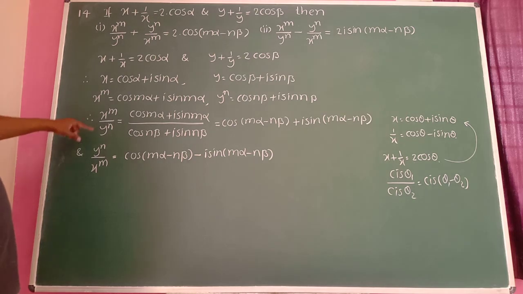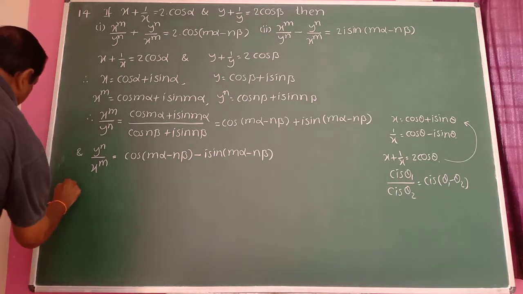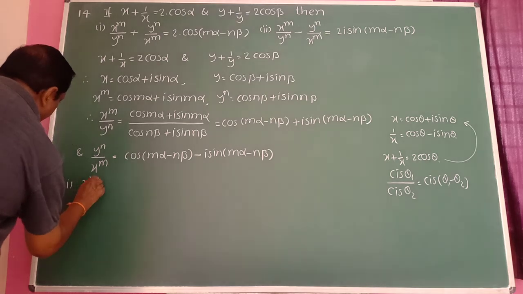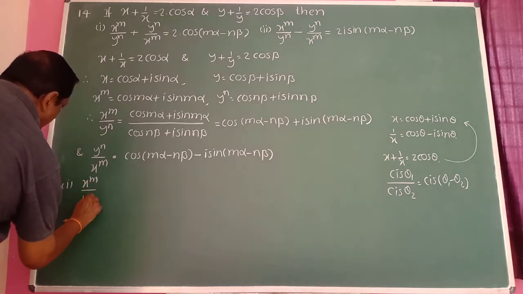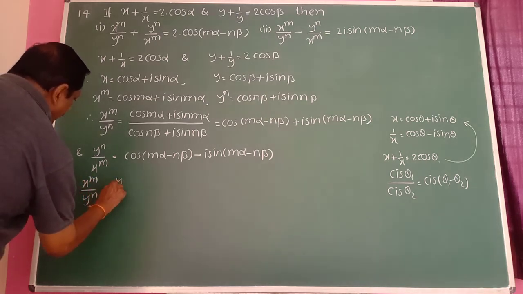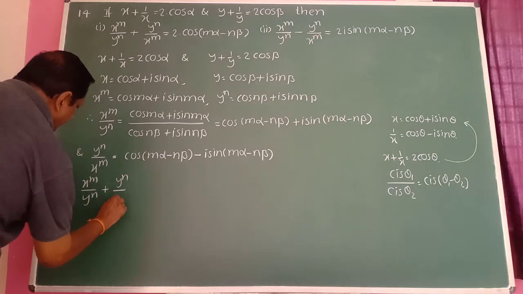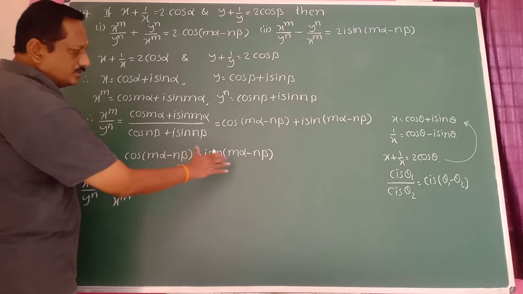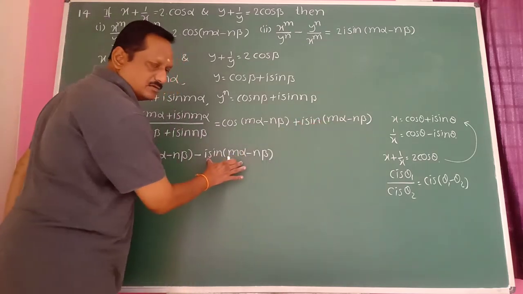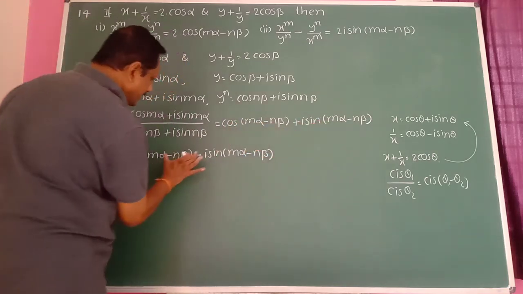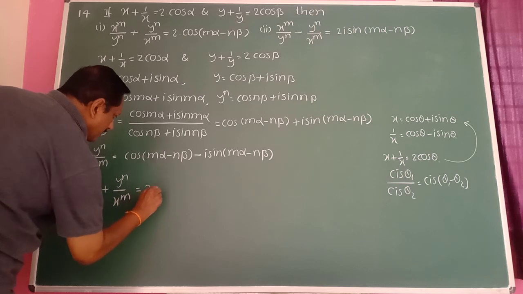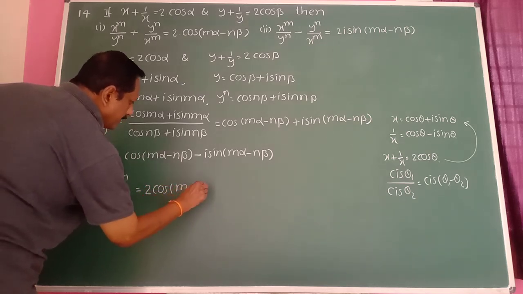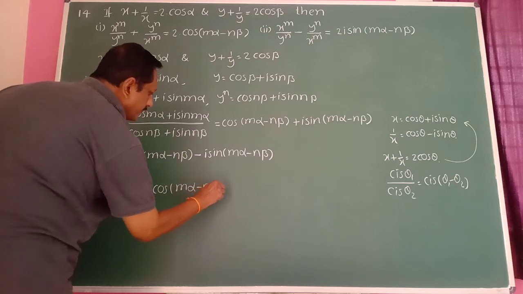Now we are adding these two results. So the first required result, adding it here: x raised to m divided by y raised to n plus y raised to n divided by x raised to m is equal to, if we add, these two terms cancel. This plus this gives 2 cos of m alpha minus n beta.